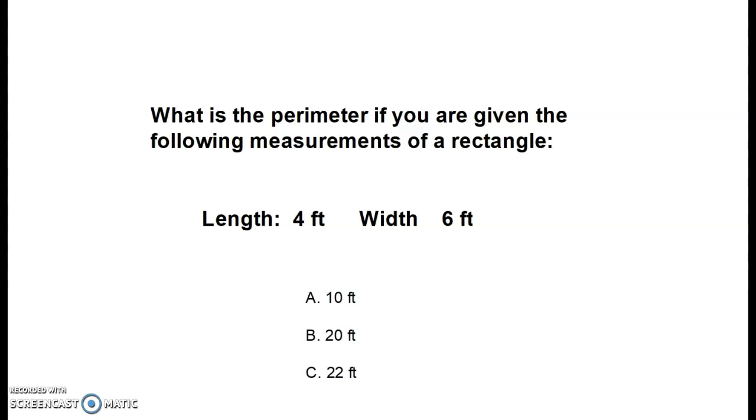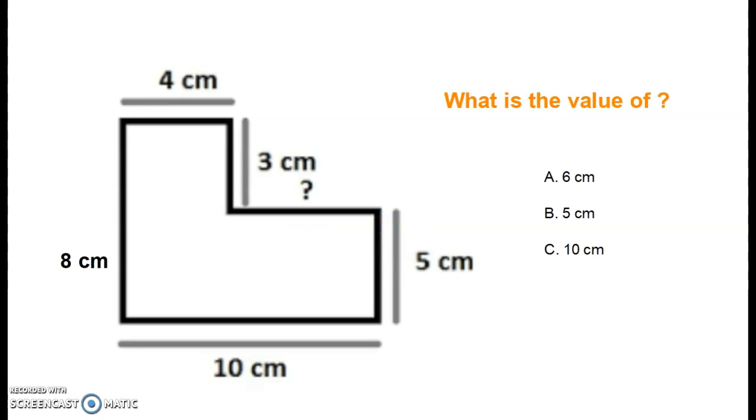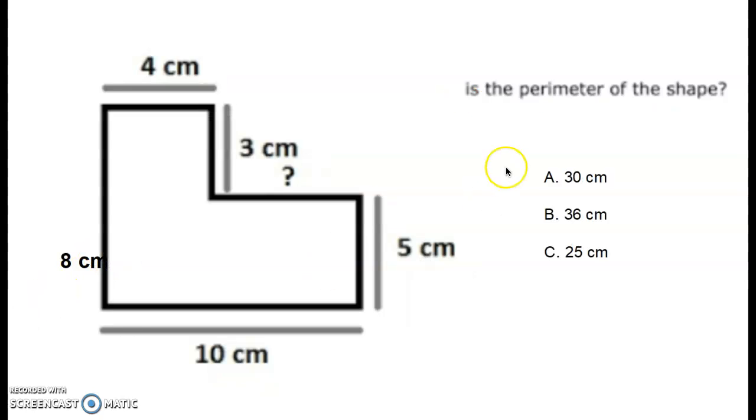Okay, number 7, another one, given measurements of a rectangle. This time your rectangle's length is 4 feet and your width is 6. Okay, number 8. For this problem, I just want you to tell me, because you see there is a question mark here in the middle, the value of that side. How long is just this portion of my figure? Okay, so number 9, you're going to use what you had for number 8. You have figured out this missing side, so use that to calculate the whole entire perimeter, the distance around this shape, and your options are right here, A, B, or C.